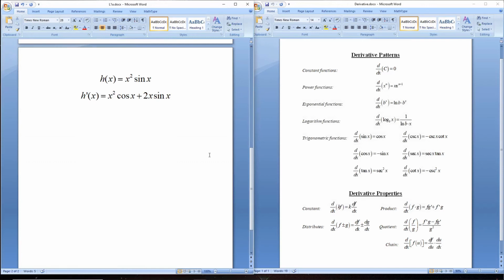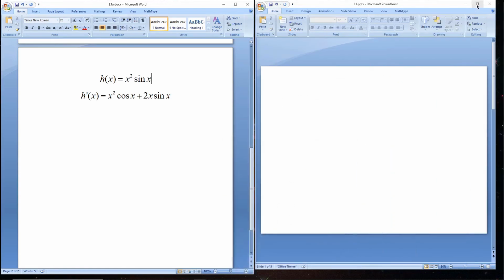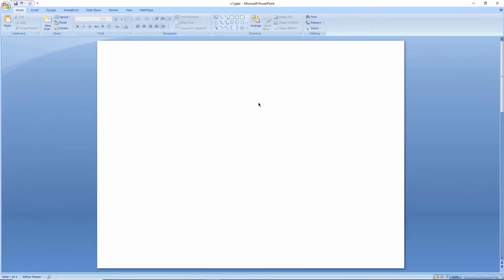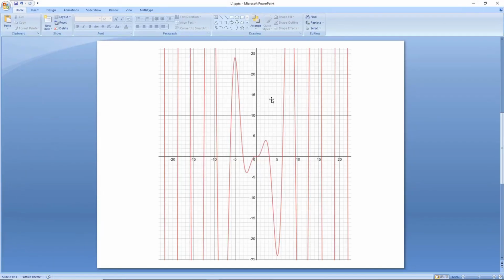Now at this point, how would you know this is the answer? There's not much you can do except double check your work. There is something you can try to do with graphing though, and so I want to show this here. Here is what the original function looks like. This is x squared sine of x.